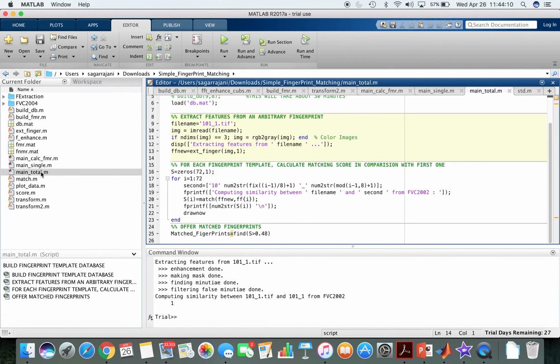If you are given a single image and asked to compare it with all the images in the database, it will load the db.mat and compare this image with each and every image in the database. It is extracting the features from the original image that we're going to test, to compare with each and every image in the database. It is extracting the features, and now it's comparing the similarity scores.